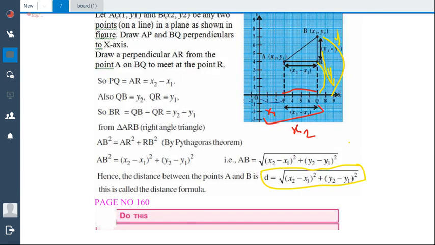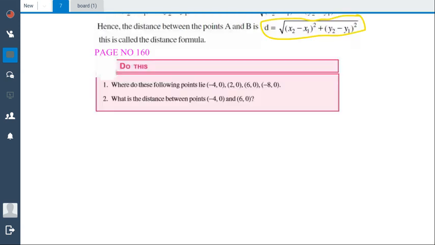We will see some problems on how to find the distance between 2 points. Before that, first we will observe where these points lie. You can observe the points here: -4, 0 is the first point, and the second point is 2, 0, the third point is 6, 0, and -8, 0.